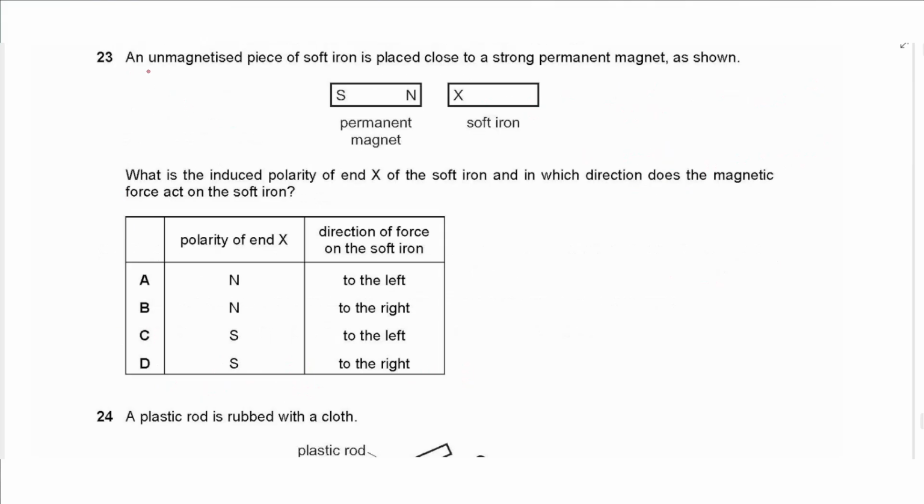Question 23 says, an unmagnetized piece of soft iron is placed close to a strong permanent magnet as shown. What is the induced polarity of end X of the soft iron, and in which direction does the magnetic force act on the soft iron? So magnetizing by induction creates the opposite pole, so it is an S pole, and opposite poles attract, so it will move to the left. So the answer is C.